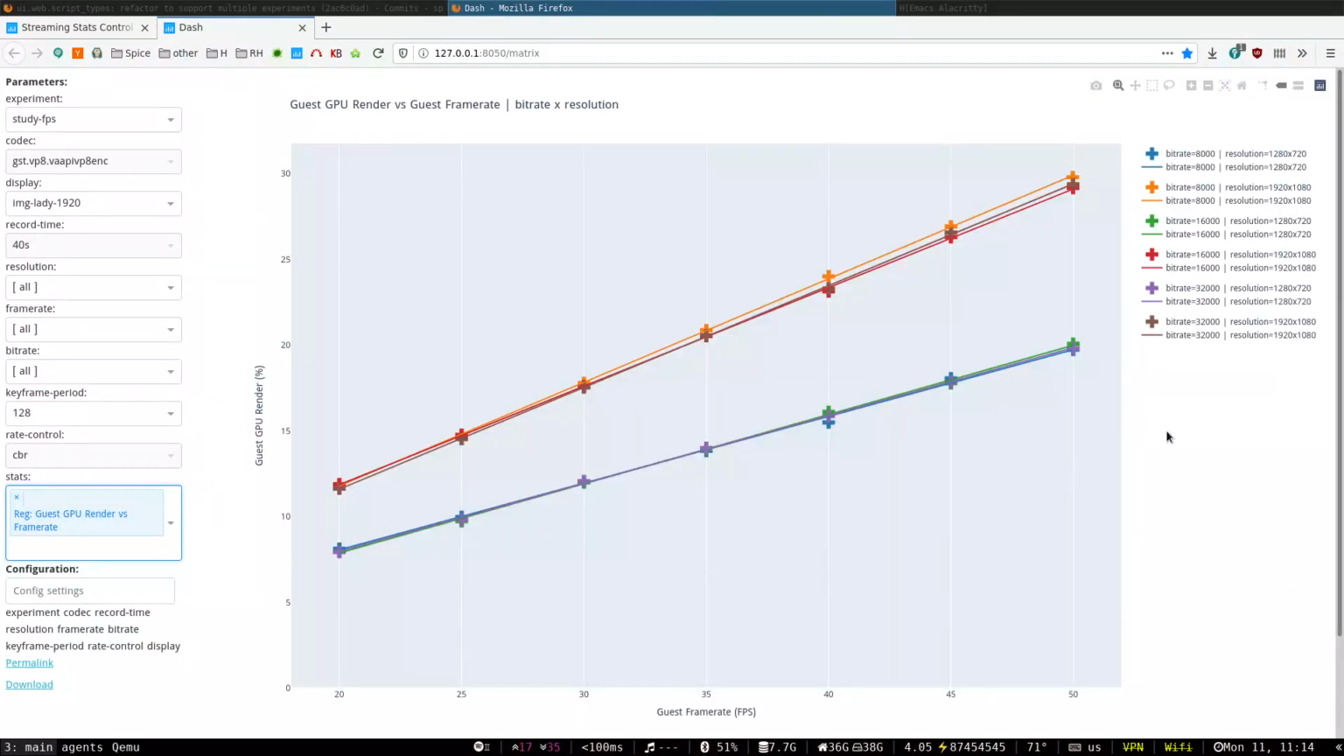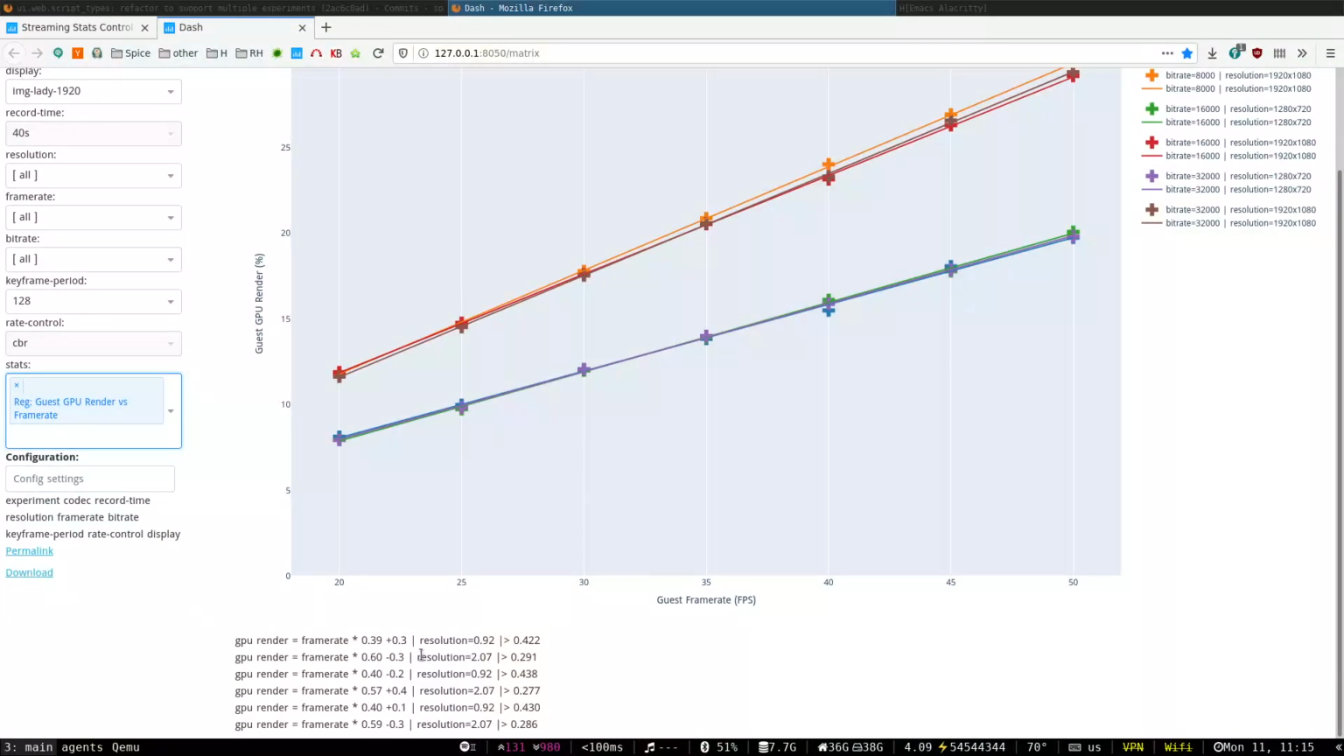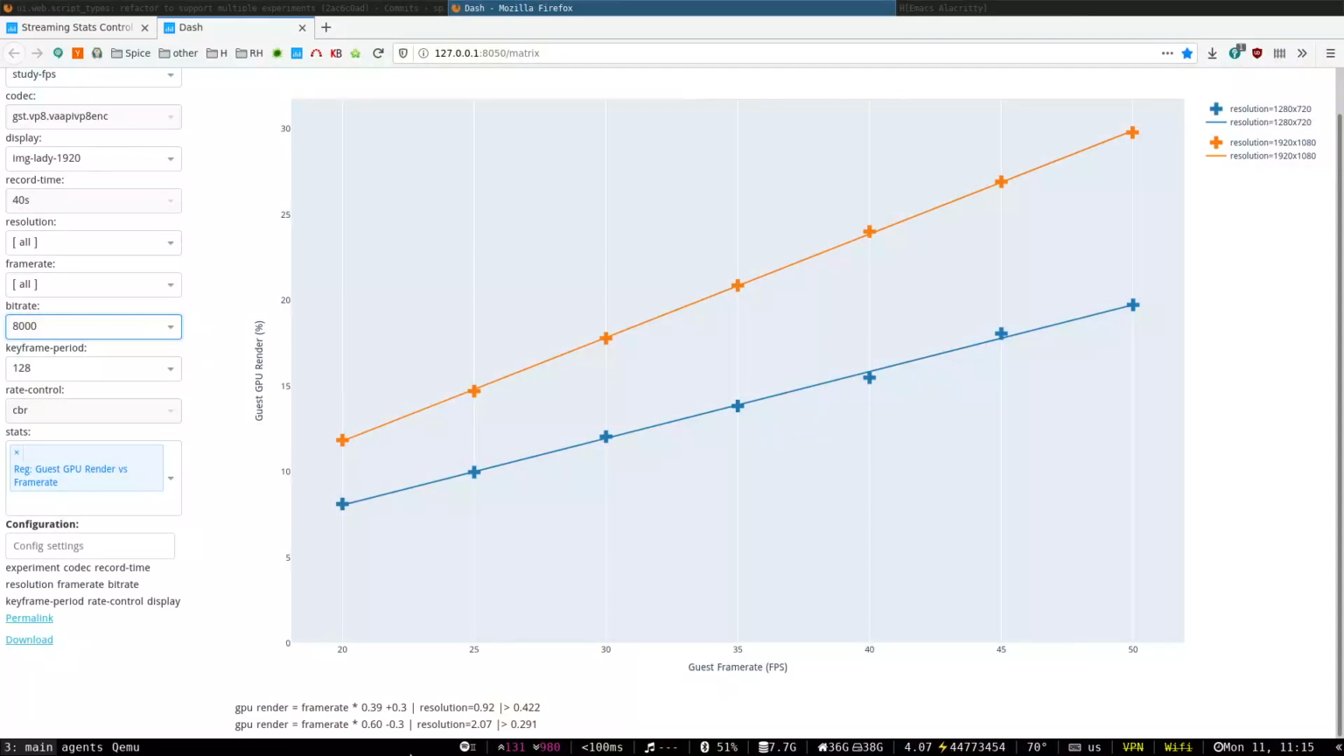And we see that for all our plots, if we put them in the right position, we see a clear linear tendency for the relation between the frame rate and GPU usage. And we can see that for these two resolutions, the bitrate has barely any effect. So currently we have all of these curves. We can select one bitrate and narrow the number of results to two equations, one for each resolution.